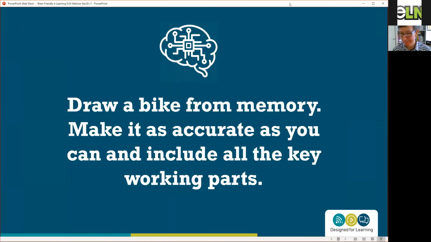Good. Okay, so I'm now going to test out one of your schemas. What I'd like you to do now, for the next couple of minutes, is draw a bike from memory. No cheating, no looking on Google, because I can't see you. Normally we're doing this in a room or a theater. So draw a bike from memory, make it as accurate as you can, and include all the key working parts, including a saddle, because that makes you more comfortable. Okay, go ahead. Please draw yourself a bike from memory. Make it as accurate as you can.